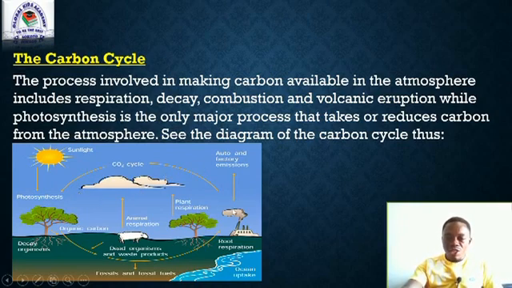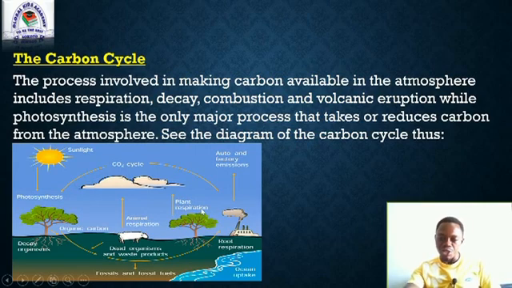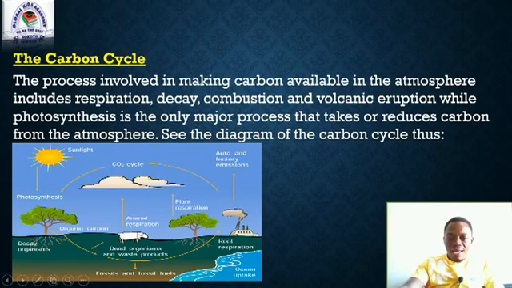And then look at this smoke. It's auto and factory emissions, together with the smoke from the locomotive engine. All of them make carbon available in the atmosphere. Look at the arrow sending carbon into the atmosphere. And this arrow from plant to the atmosphere also shows that the plant, during the process of respiration, sends carbon into the atmosphere. And this arrow also indicates that animals send carbon into the atmosphere during the process of respiration.